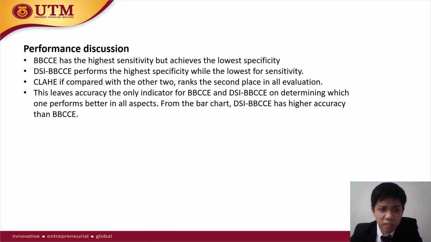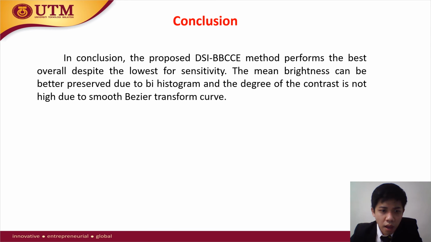As we discussed earlier about the performance discussion. Last but not least, in conclusion, the proposed DSI-BBCCE method performs the best overall despite the lowest sensitivity. The mean brightness can be better preserved due to the bi-histogram, and the degree of the contrast is not high due to the smooth Bezier transform curve. So it solves the brightness and it solves the contrast enhancement degree.